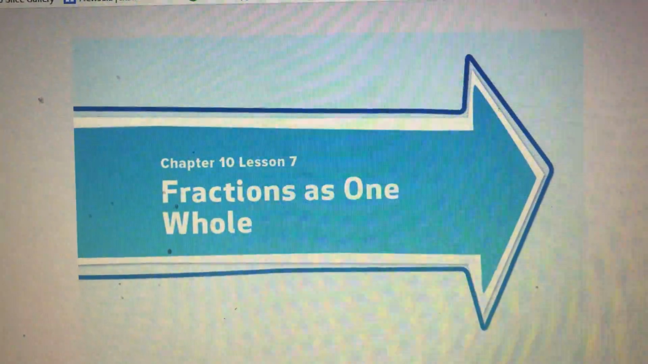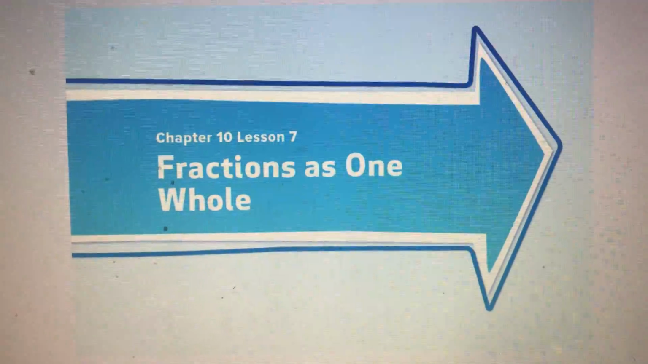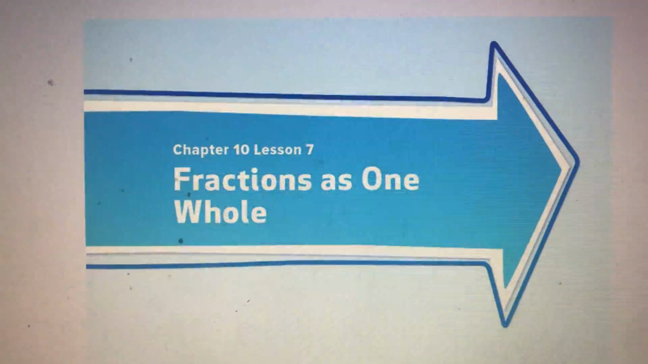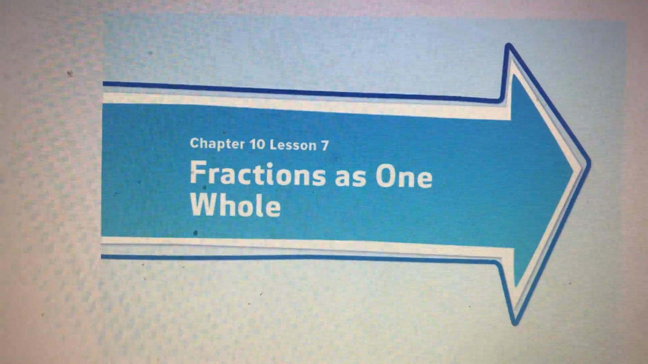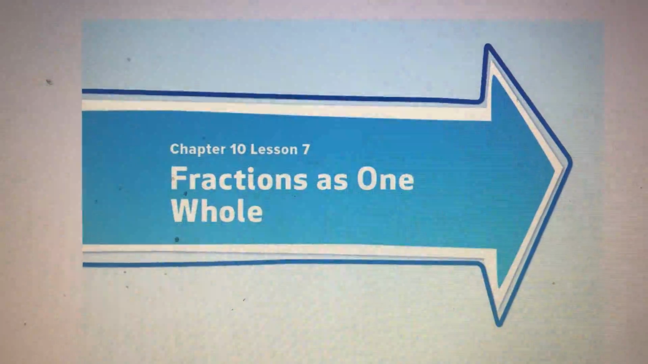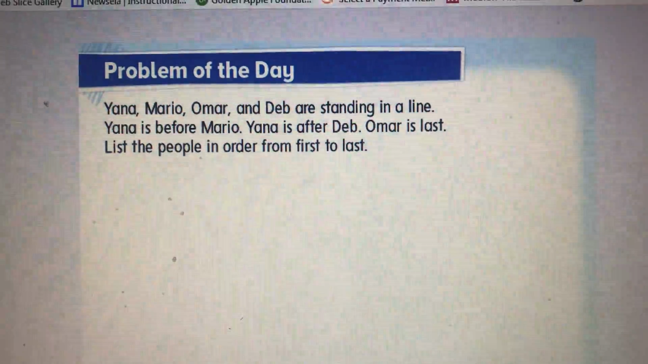Good morning, third grade. Today we're going to start with fractions as a whole, chapter 10, lesson 7. You're going to need to turn in your books to page 607. We'll start there, get a pencil, and if you have your fraction strips, you might want to grab those from yesterday. I thought we would start with a problem of the day.